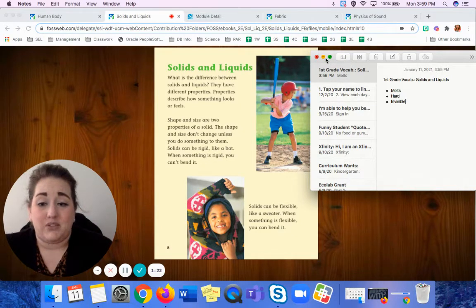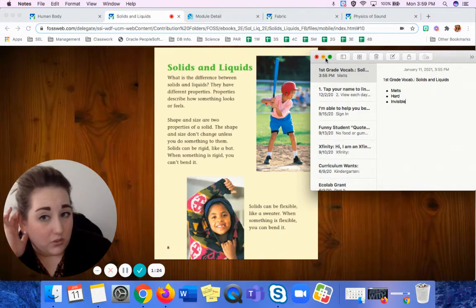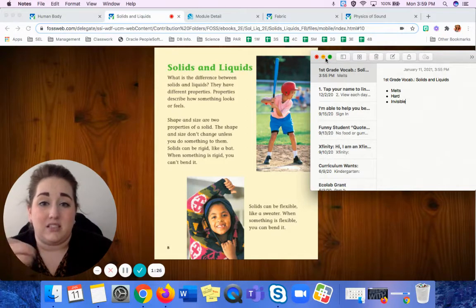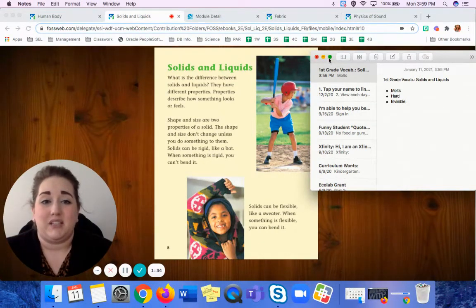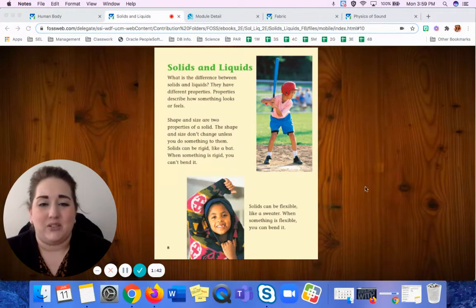As we continue talking about the properties or what these different states of matter are like, we're going to continue adding to this vocabulary list. So make sure you keep using those describing words, okay? And we'll keep adding them to our vocab list. I'm going to minimize that screen now so we can continue reading from our story.